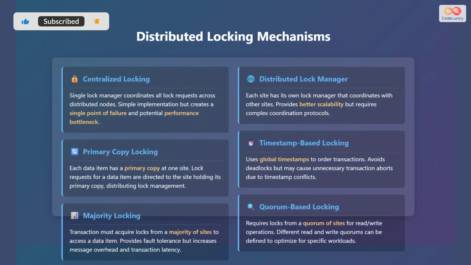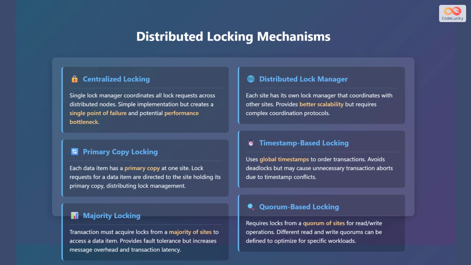Now let's delve into distributed locking mechanisms. First, we have centralized locking. A single lock manager coordinates all lock requests across distributed nodes. This is a simple implementation, but it creates a single point of failure and potential performance bottleneck.